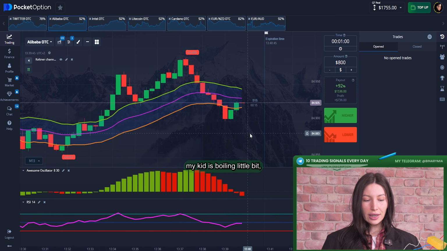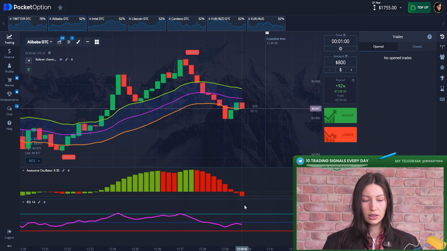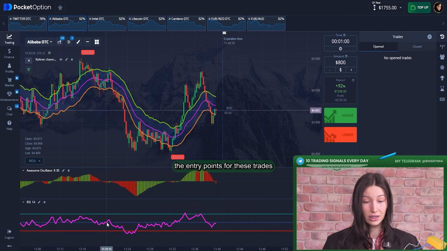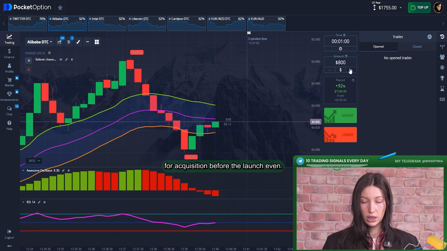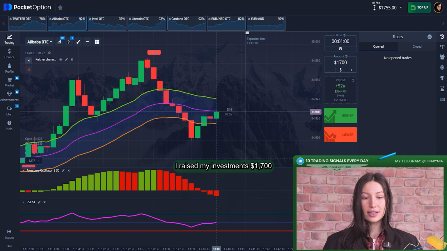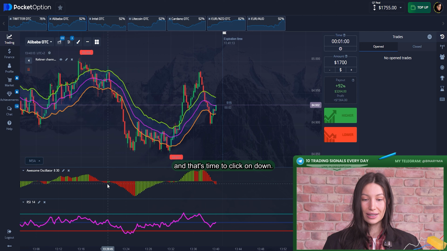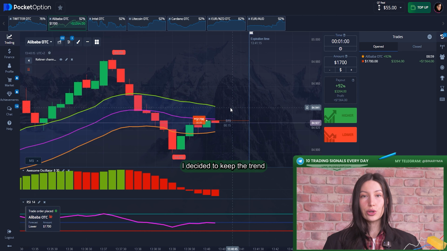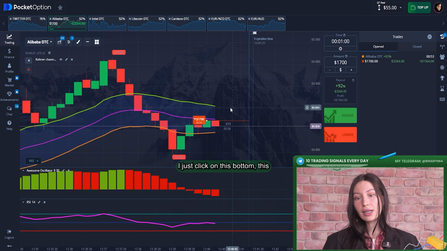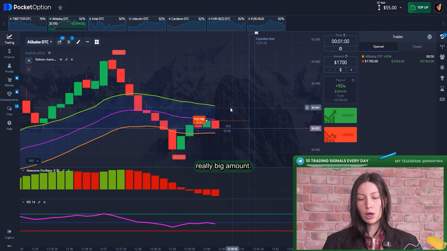Okay, actually right now the market is boiling a little bit, so I think that maybe it will be our last trade for today. I'm analyzing right now the entry points for this trade. In my opinion, it was a super downward position before, even long term, but I found something interesting. That's why I'm doing it. You can see that I raised my investment to $1,700 and it's time to click on down. I decided to keep the trend that we have here to continue it. That's why I clicked on this red button, this really big amount. Let's wait.